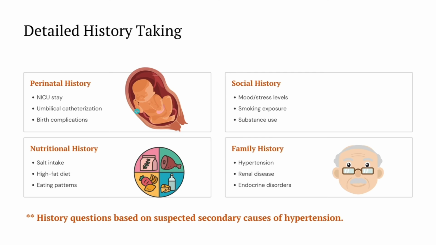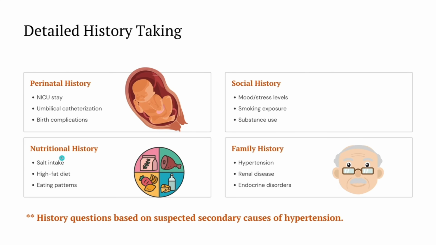How can we know about the underlying cause? As I said, history, physical examination, and investigation are always right in every kind of condition. So history. Firstly, you need to take a detailed perinatal history. Any NICU stay, any umbilical catheterization, because sometimes when you did the UAC, it can lead to hypertension later on.